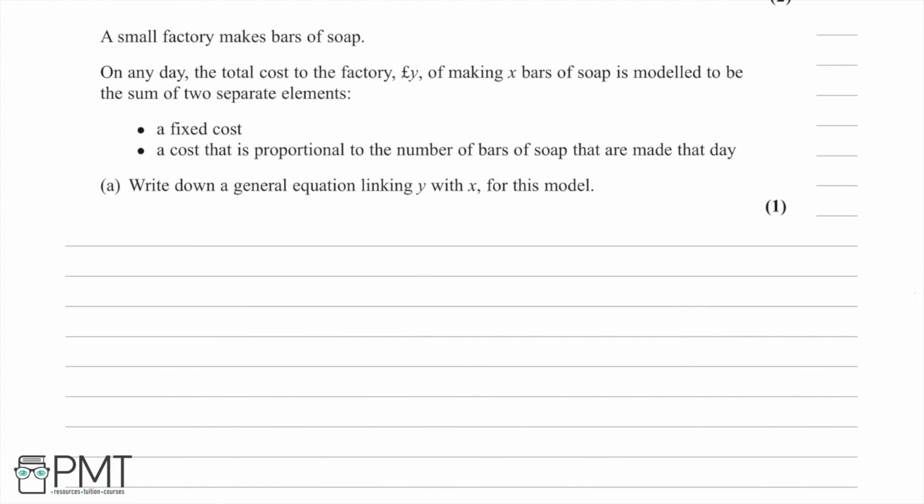So in this question, we're told that a small factory makes bars of soap. And on any day, the total cost of the factory, which is y pounds, of making x bars of soap, is modelled to be the sum of 2 separate elements. So it has a fixed cost, and then a cost which is proportional to the number of bars of soap that are made that day.